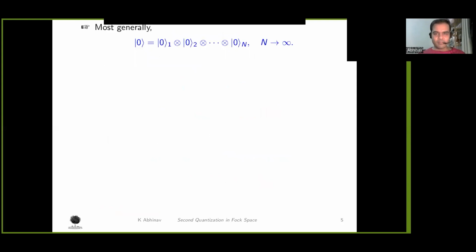Now, if you have different numbers of particles of different species, then the vacuum is explained in terms of a tensor product of a number of vacua, and in this case capital N signifies the number of species, which can very well be infinity.